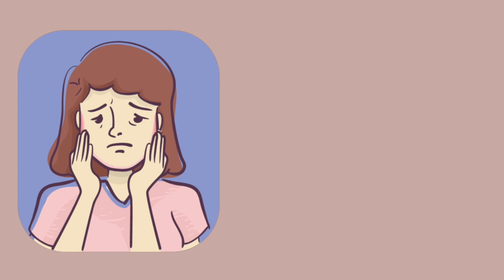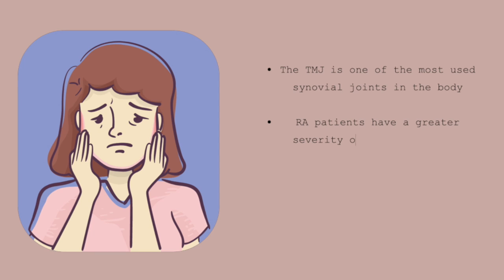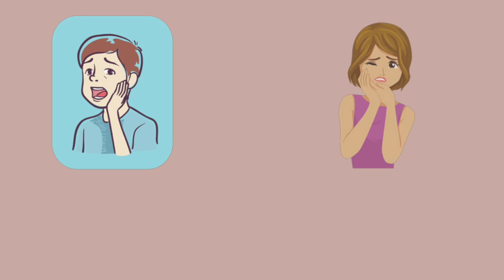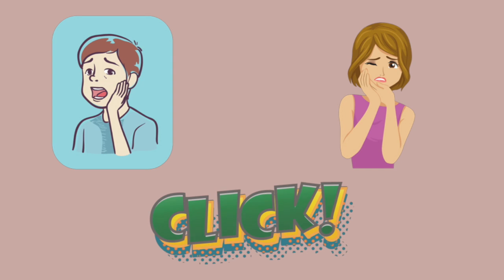The temporomandibular joint is one of the most used synovial joints in the body. People with RA have a greater severity of temporomandibular dysfunction than normal patients. TMJ dysfunction is prominent in approximately 50% of RA patients. This results in reduced mobility of the joint, like opening the mouth, pain while chewing, and a common clicking noise when the joint is in function.